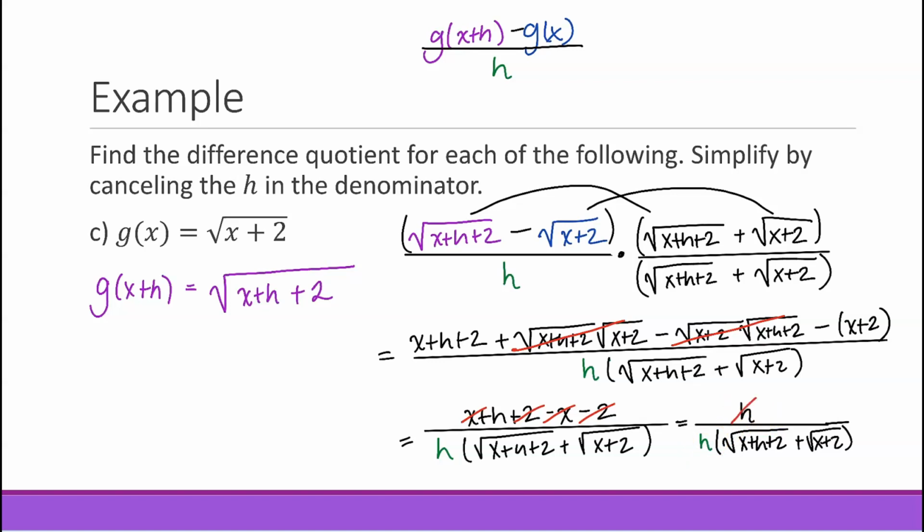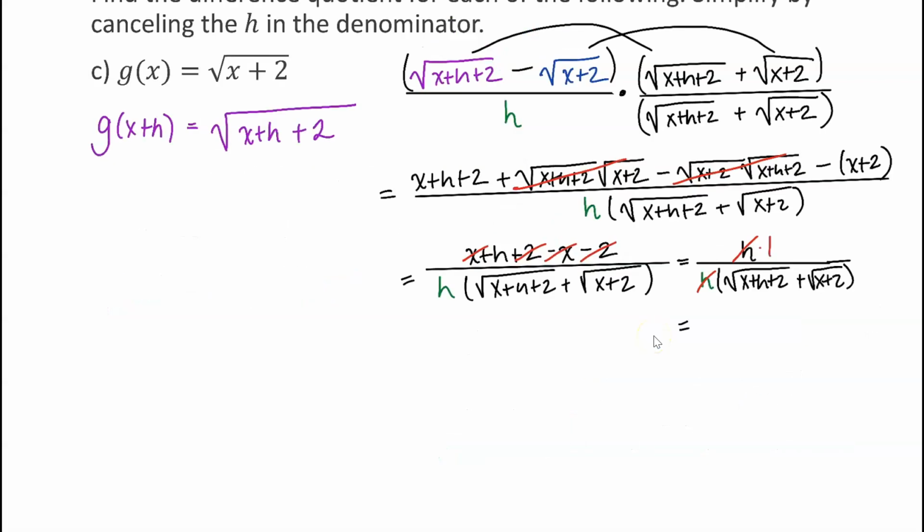So another common mistake here is when canceling, people will put a 0 on the top, but it's not a 0, it's a 1. Right? There's like a 1h here. H divided by h is 1. So what I have left here, what is the answer? I have 1 over the square root of x plus h plus 2, and still in the denominator, plus the square root of x plus 2. So it's definitely messy looking, but we know we're done because we canceled that original h that was in the denominator of the difference quotient.